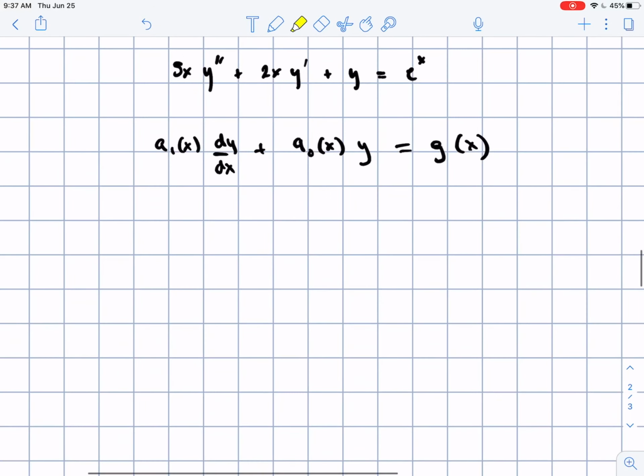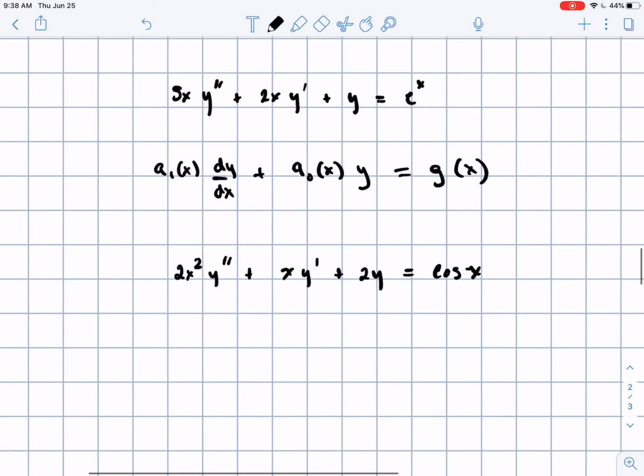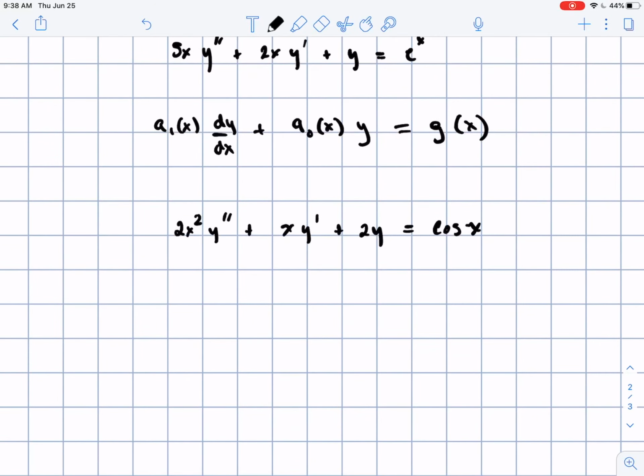Okay, so another example could be, let's say we're doing a second derivative problem. You would have, say you had 2x squared y second derivative, plus xy first derivative, plus 2y, equals, say, cosine x. Something like that would be linear.